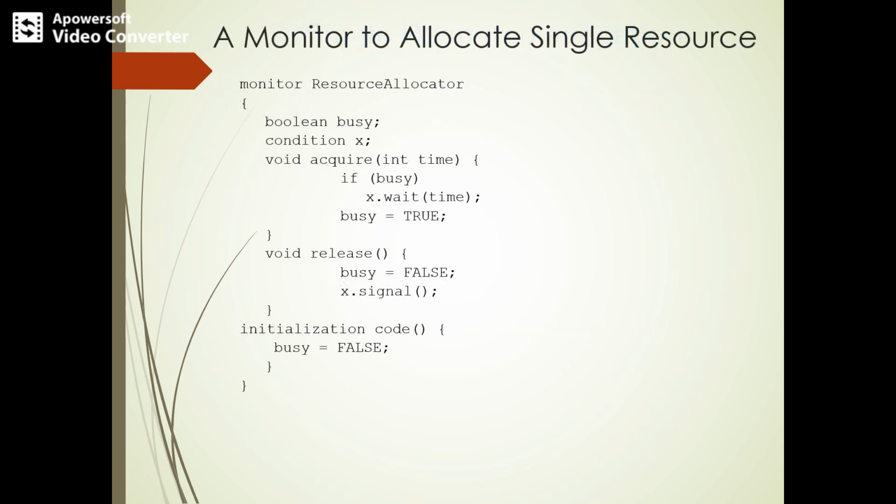So this is a monitor construct. You can observe we have a monitor called resource allocator, and there is a boolean variable busy and a condition x. So what is this condition? For each condition variable there is a queue, as I've told, and the condition variables have specific operations like wait and signal.